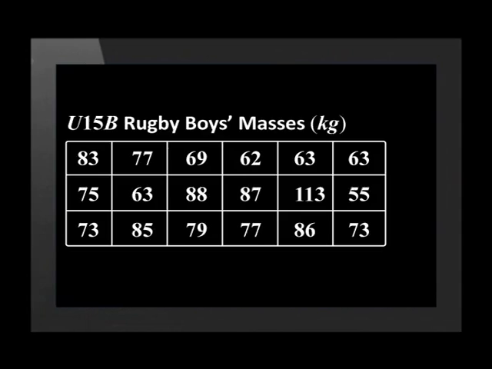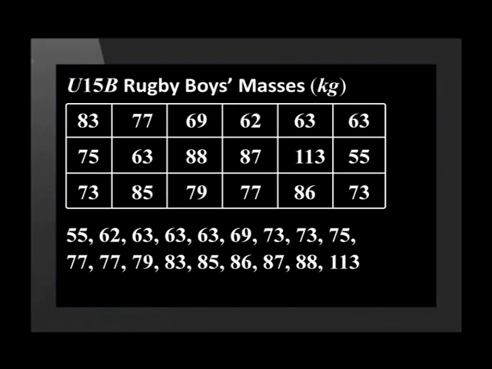Let's apply these calculations to a set of data. Mr. Peters, the under 15B rugby coach, is not happy with the strength of the boys in the team. He wants them to follow a special food program to build muscle. But first, he has to record their masses in kilograms in order to monitor any changes. The table shows the masses in kilograms of the 18 players. Using the table, let's calculate the mean, median, mode, and range of the data.